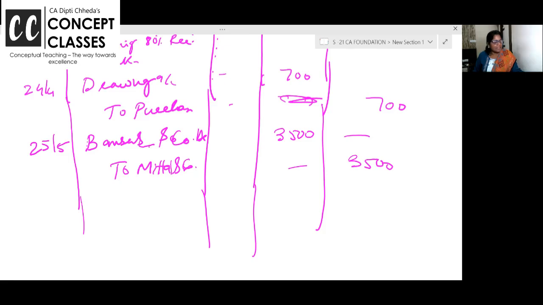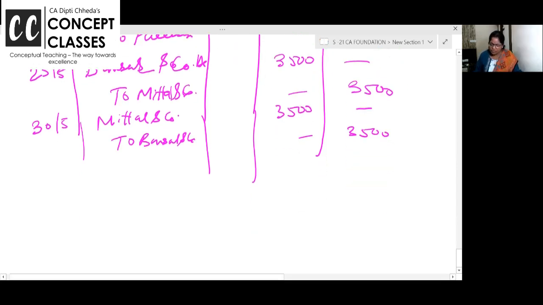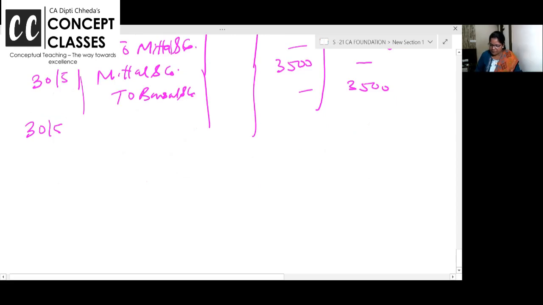The bank informed that this check was dishonored. Okay. When the check is dishonored, reverse the entry. Mittal and Co, again you are my debtor. Bansal and Co, you are again my creditor. When a check is dishonored, just reverse the entry. And last two entries now. They are on 30th of 5. Yeah, this one is on the same date, no? It was dishonored, sorry, 24.